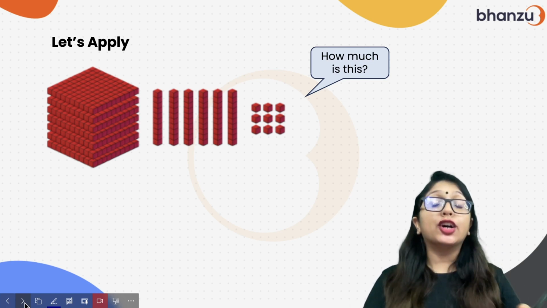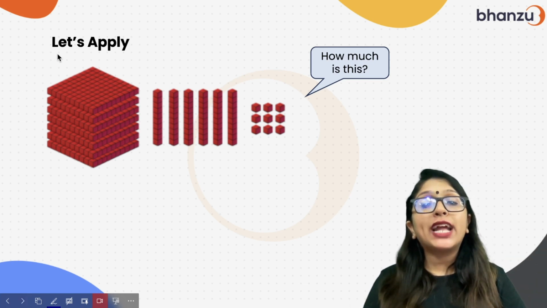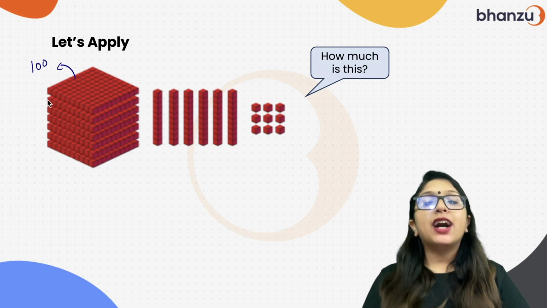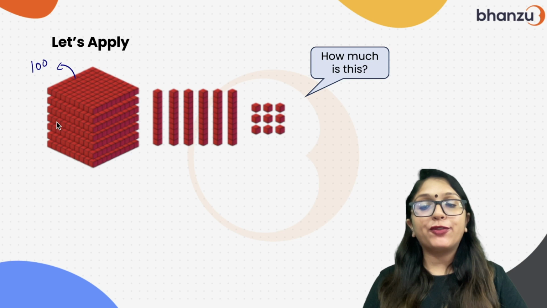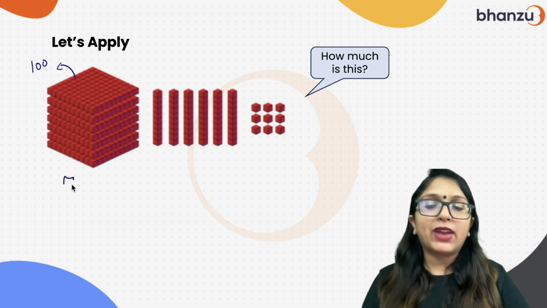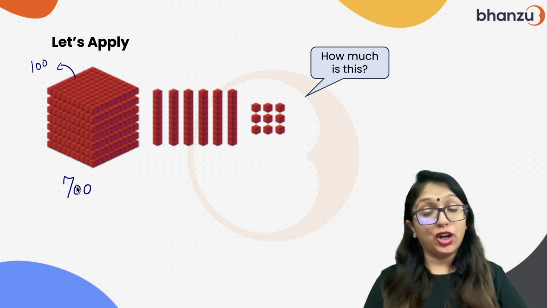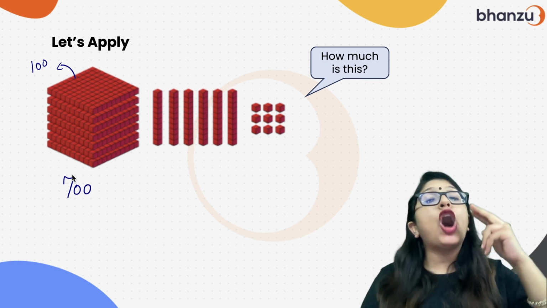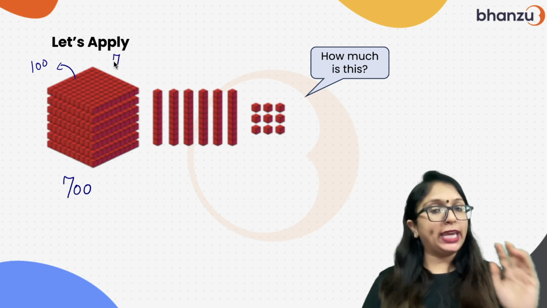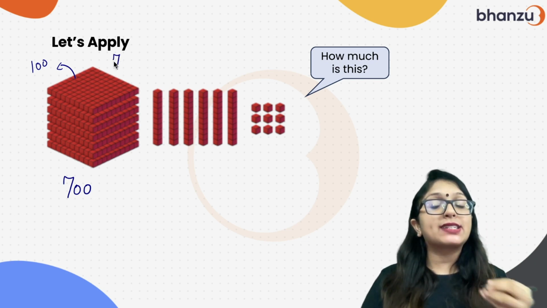Okay, let's quickly solve the question that I asked you initially also. So now here we can count it easily. We know that this is one big block of 100 blocks, right? 100, 200, 300, 400, 500, 600, 700. So I will be writing 700 over here. And if I have to write how many 100 blocks are there, then only and only 7.